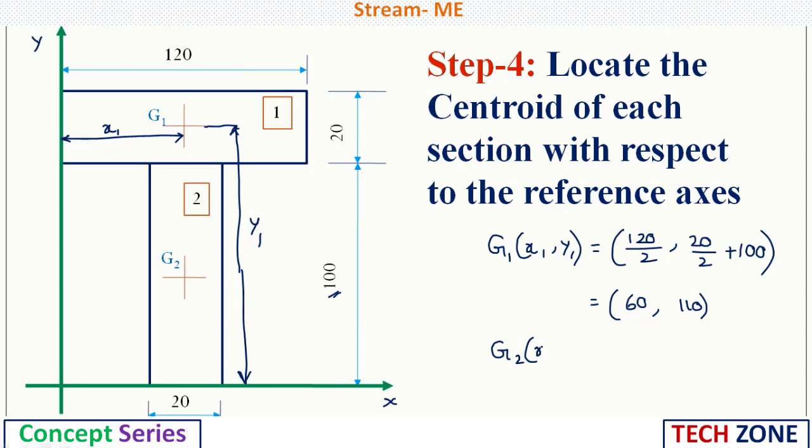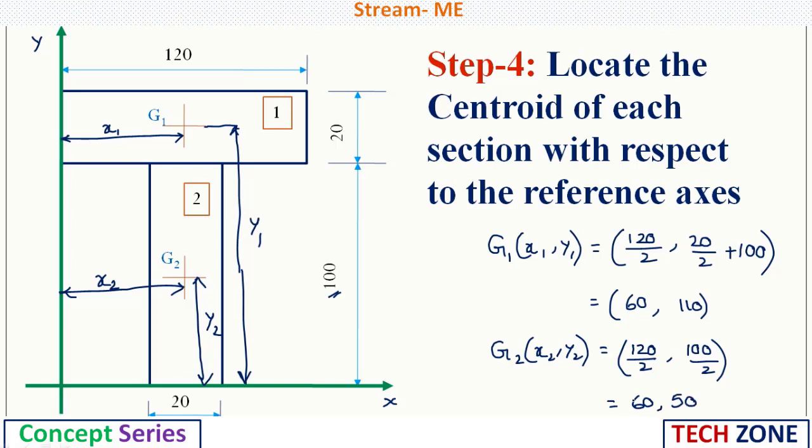Now G2, x2 comma y2, we need to determine. So x2 is this distance, the distance from the y axis, and again x2 will be 120 by 2 only, because we need to consider the distance from the reference axis, not the distance from this edge. So 120 by 2 comma, and this height is y2. So this will be half of 100. So from this you will have 60 comma 50. So here we have located the centroid of each section with respect to the reference axis.